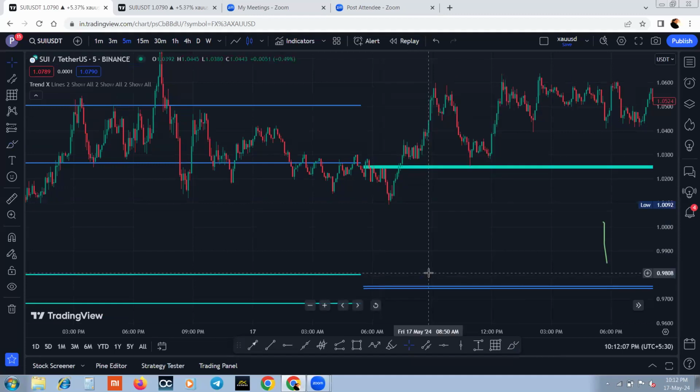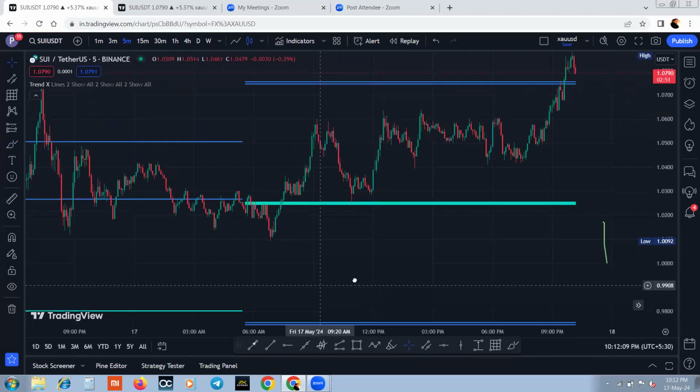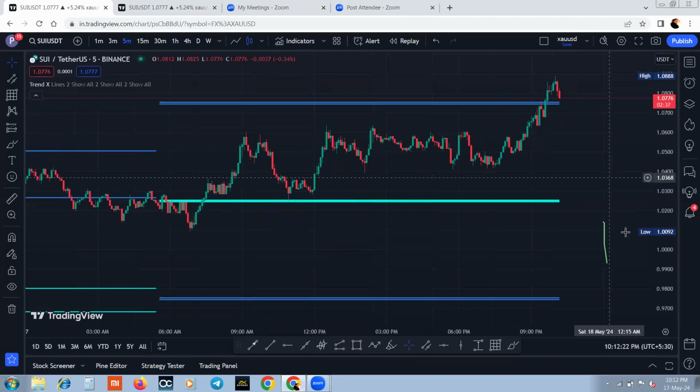In this way, as I told you, before posting any chart I look at many things. Where is the day high, where is the day low, what is the weekly, where are the candles, what candles are closed. I see all of that, then I go for the chart, then I post those charts.